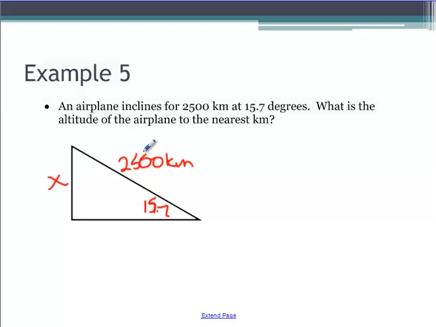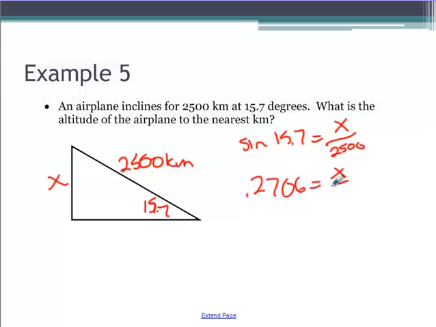So opposite over hypotenuse is sine. So the sine of 15.7 equals the opposite over the hypotenuse. And the sine of 15.7 is 0.2706. I'm going to multiply both sides by 2,500. And I get that the altitude is 676.5 kilometers.